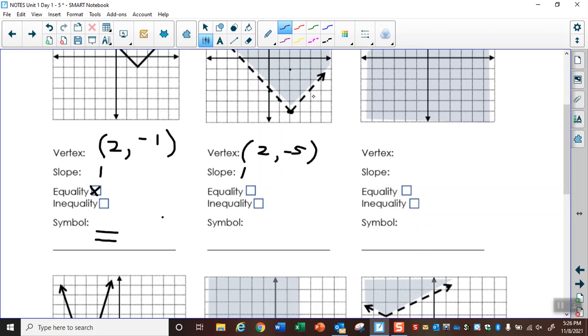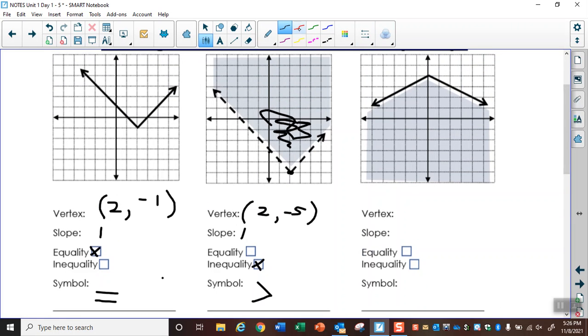And then I've got the dashed line, so I know it's not equals, and I also have this shading here, so I know it's an inequality. And then the symbol: if it's shaded above the absolute value, that would be a greater than. With no equal to, just strictly greater than, because I have the dashed lines.